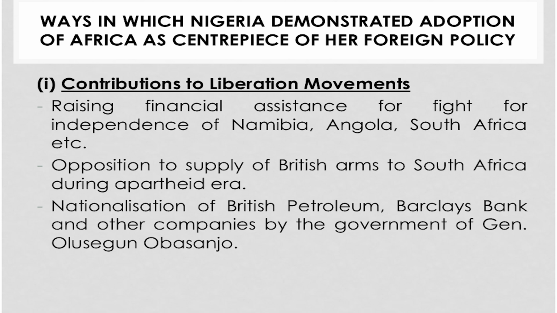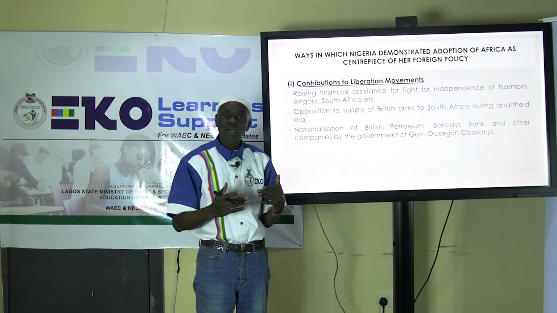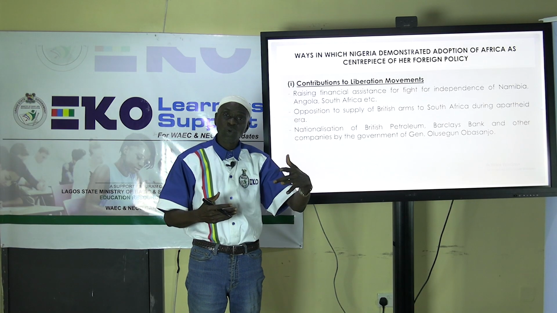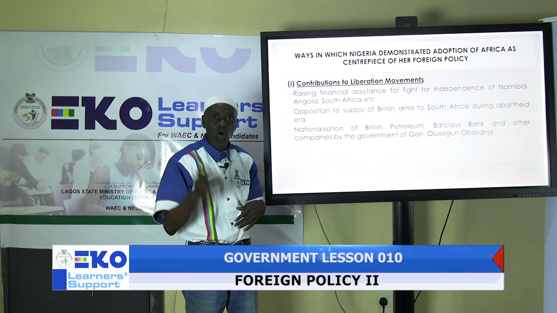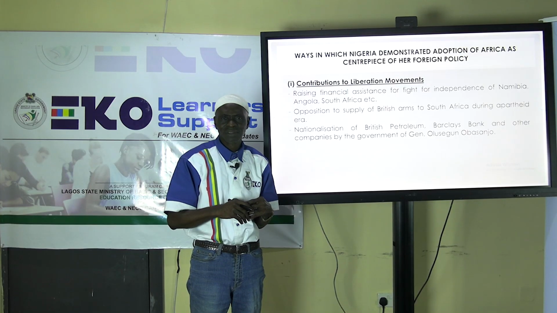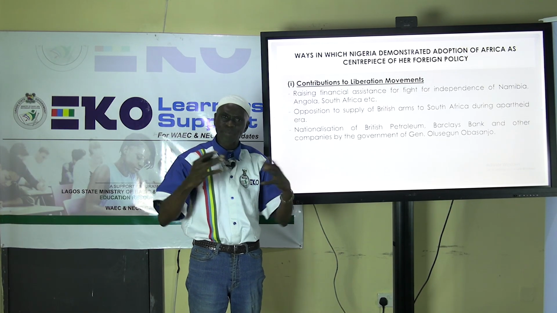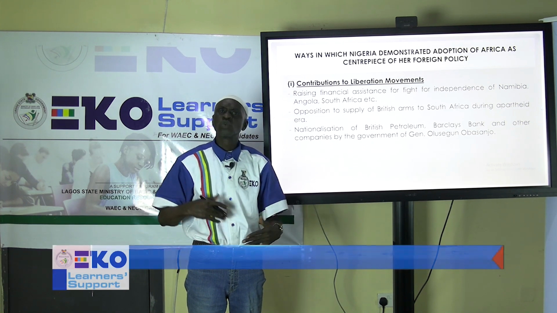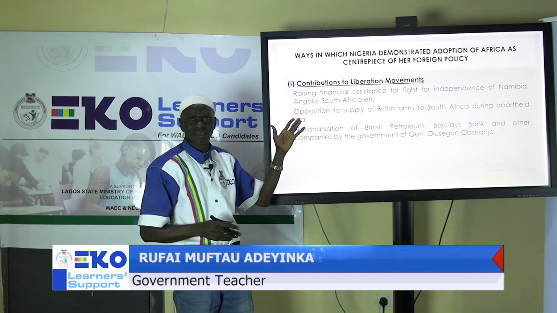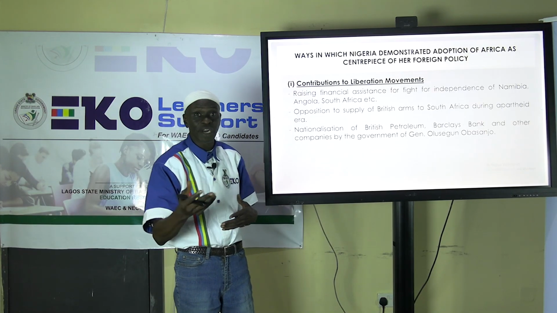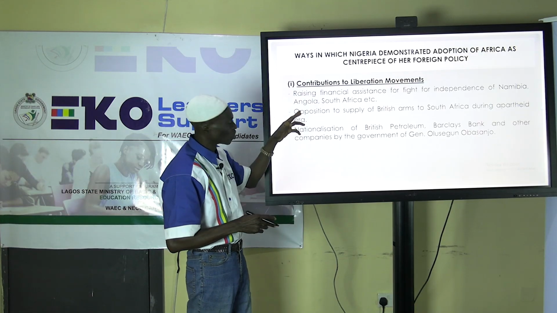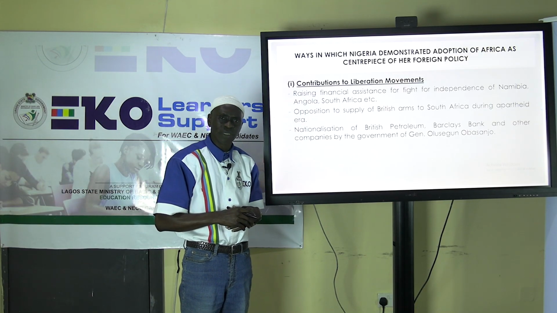How Nigeria did this. Number 1, raising financial assistance for the fight for independence of some countries. Nigeria has done it before. After our independence era or period, we have also helped other countries of Africa to fight for their independence. Mention could be made of Namibia, Angola, South Africa, and many others. Not only physical appearance at meetings to discuss this, they also do funding, financial assistance to some of these countries so that these countries will become independent and be free from their colonial masters. These countries we mentioned will never forget what Nigeria has done for them to gain independence.